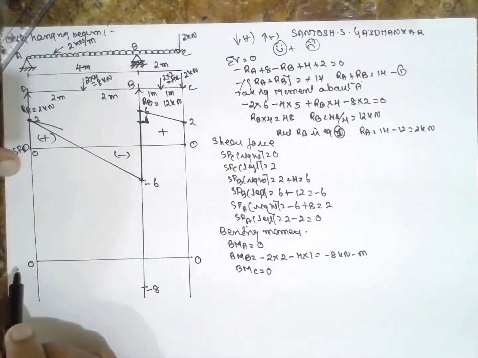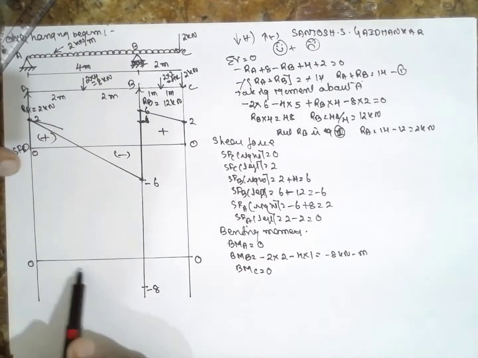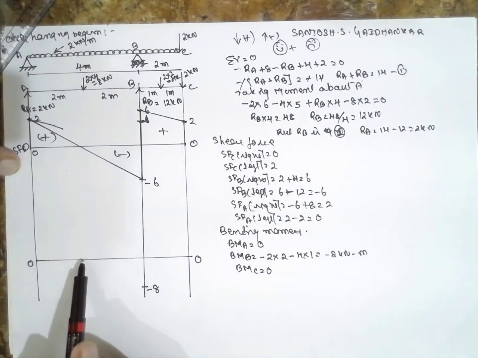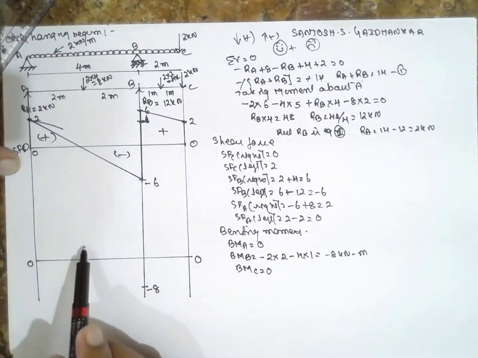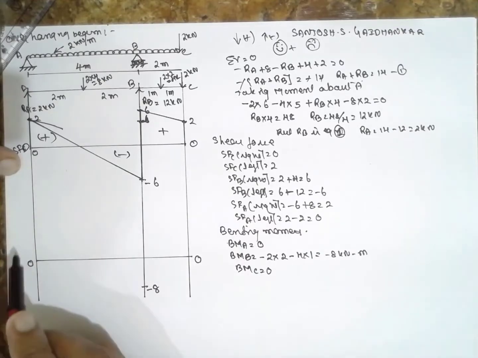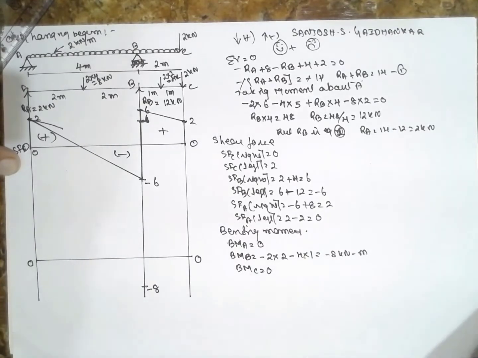Because of the UDL, it is a parabola. Don't go here because there is a maximum that occurs. Maximum load also occurs here. Maximum load also occurs. Okay, first is 0. Now first find out the maximum.